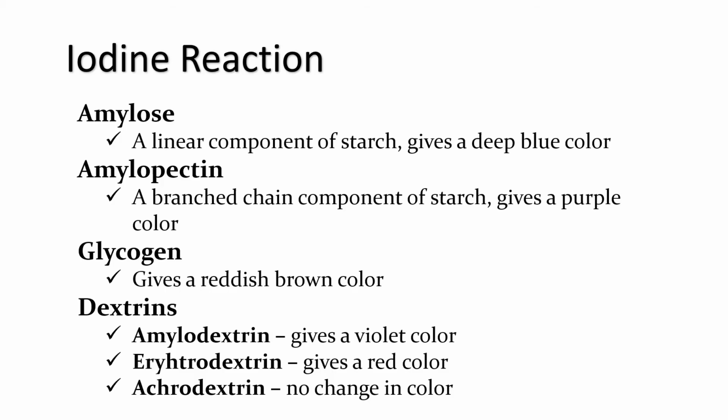Now, for glycogen, this is our storage form of carbohydrate that we can find in the liver. So if glycogen is present, then it will give a reddish brown color. Now, for dextrins, for example, we have amylodextrin, erythrodextrin, and achroodextrin. Amylodextrin will give a violet color. Erythrodextrin will give a red color. Now, for achroodextrin, there will be no change in color. So these are the different colors that will be observed depending on the type of complex carbohydrate that is present in the solution.